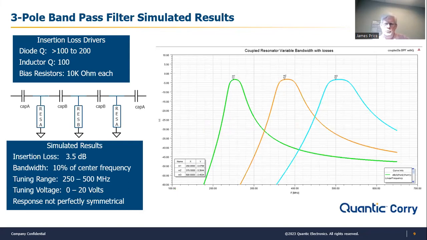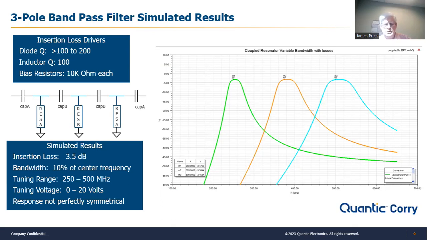So this is an example of that same circuit, but now with some practical components involved. I set the Q of the diodes to between 100 and 200, and that's using real diode examples. Q of the inductor at 100, which is very realistic for this circuit. I set the bias resistors at 10 kiloohms. And the result is the same kind of plot, but the insertion loss is now 3.5 dB, and the corners are a little bit rounded, as you can see.